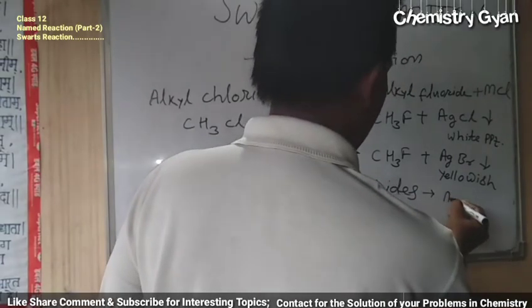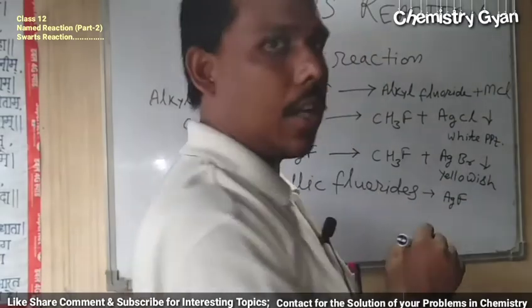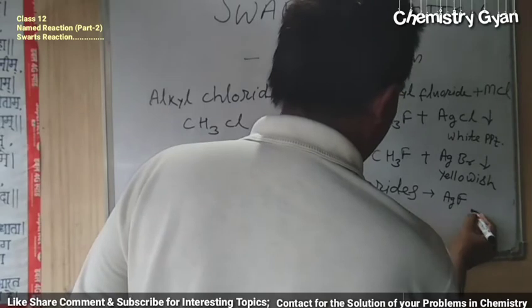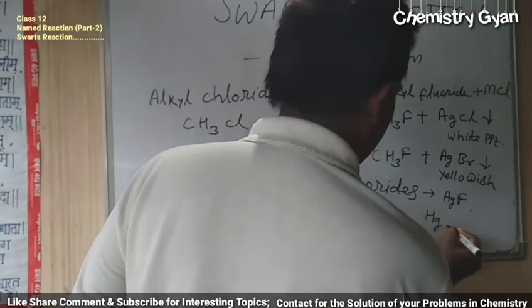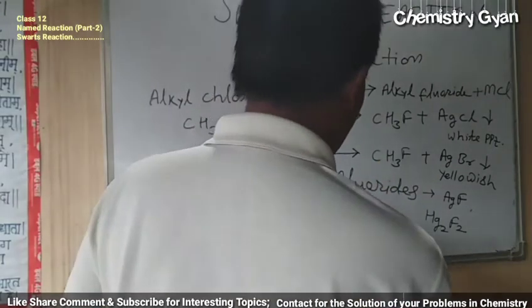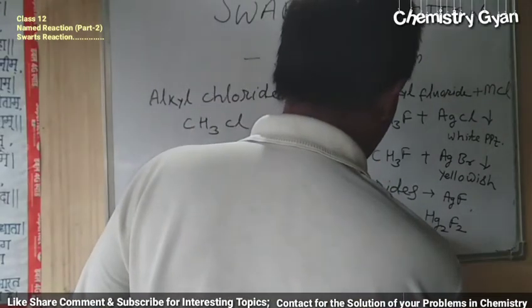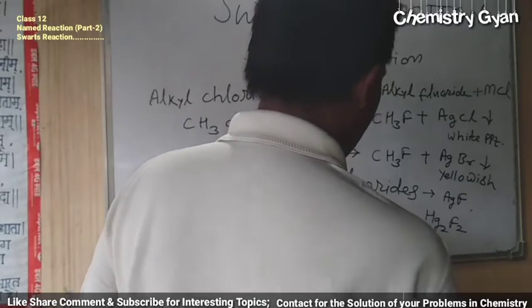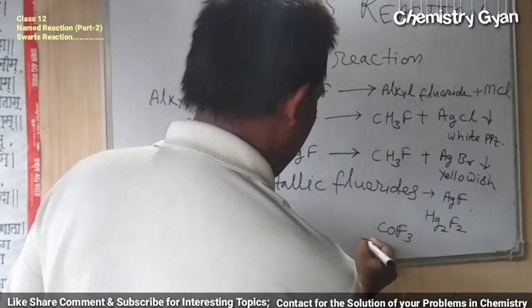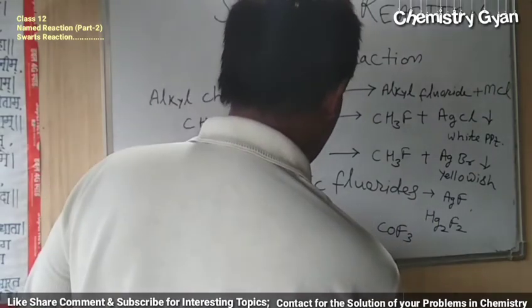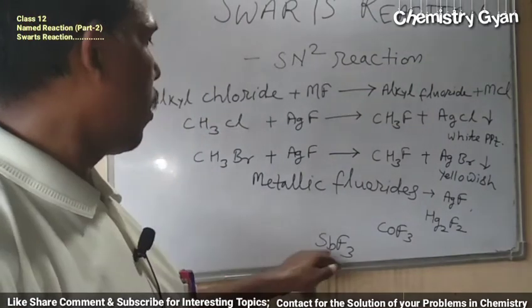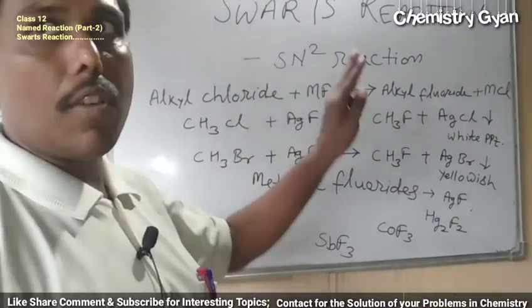Such as silver fluoride, mercurous fluoride, Hg2F2, cobalt trifluoride, CoF3, and antimony trifluoride, SbF3. These are metallic fluorides taken for the Swarts reaction.